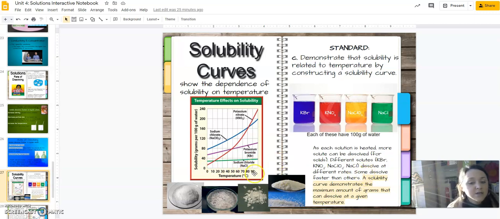A solubility curve demonstrates the maximum grams of solute, or stuff, that can dissolve at a certain temperature. So if I want to know how much sodium chloride can dissolve at 70 degrees, I'm going to look at my sodium chloride line. I'm going to go over to 70 degrees and see how much can dissolve. Well, I come to my line, and I see that about 39 grams can dissolve.